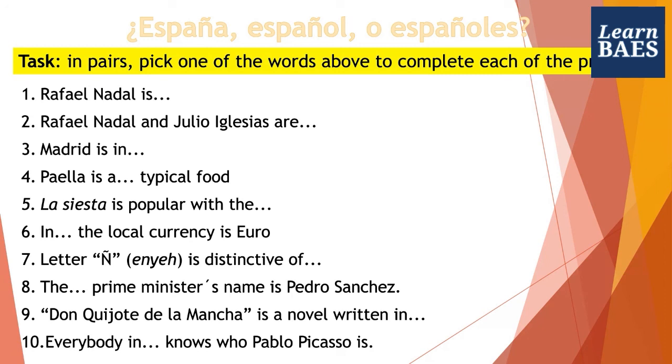And número 10. España. Es correcto, muy bien.